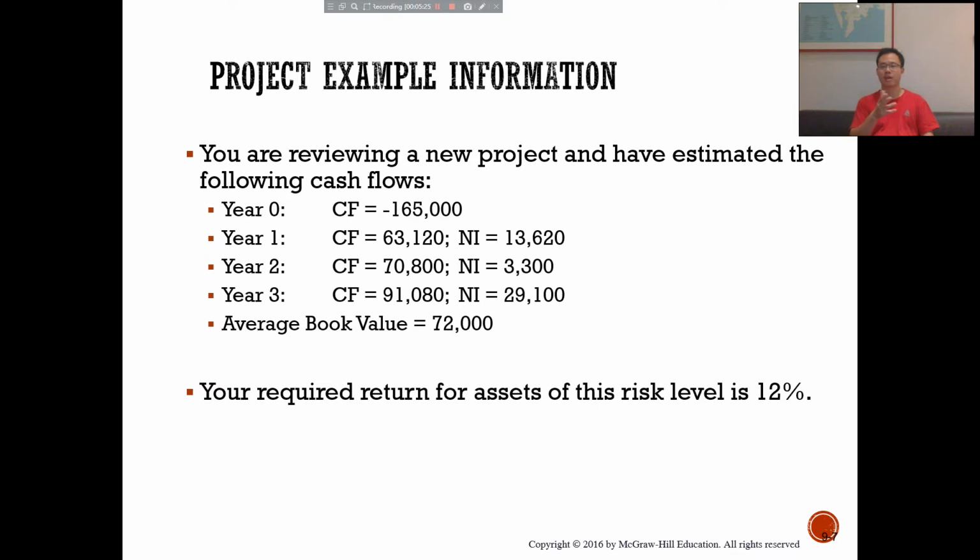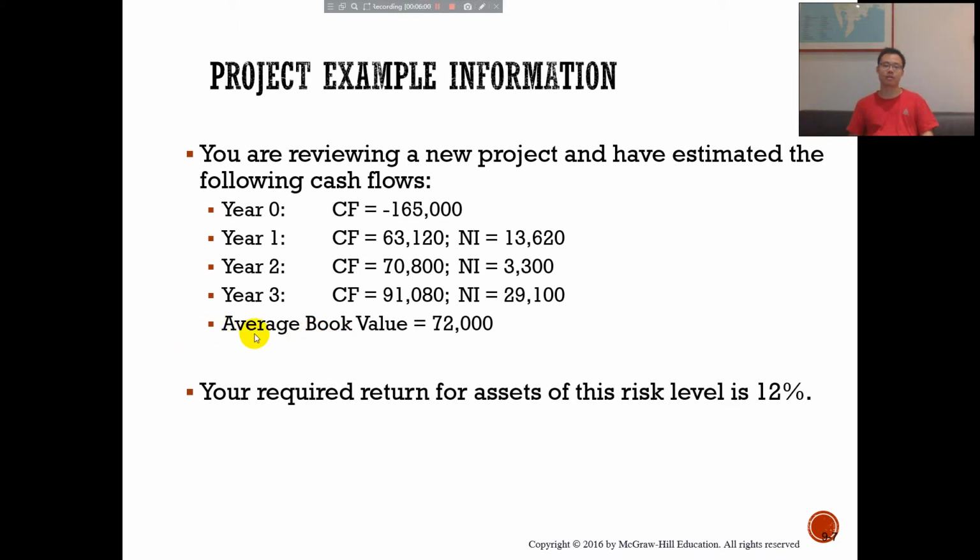I'm sorry, did I say positive? I was trying to say that the cash flow was negative at year 0 because this is a cash outflow. In years 1, 2, and 3, cash flows are positive because the project starts to bring in some cash for you. The net income from the income statement is also positive, but we don't really use it in the NPV calculation. We only use the cash flow.